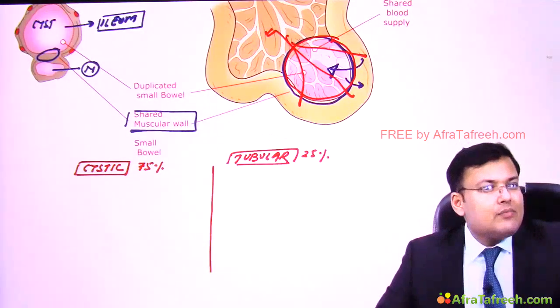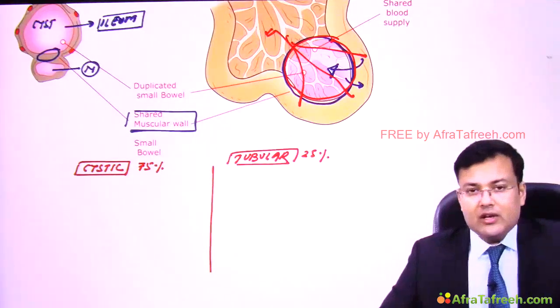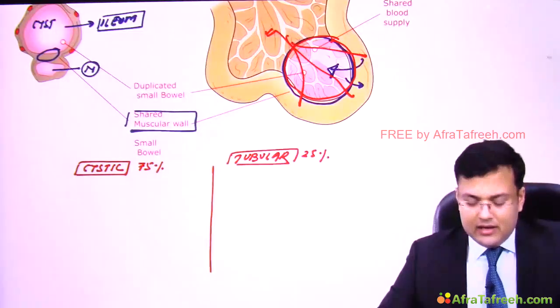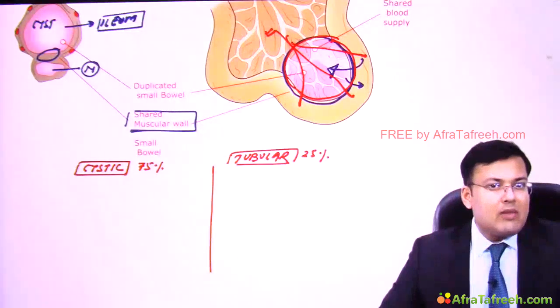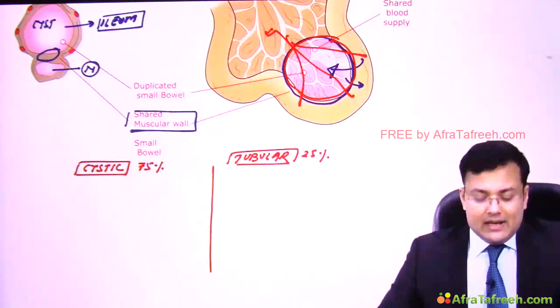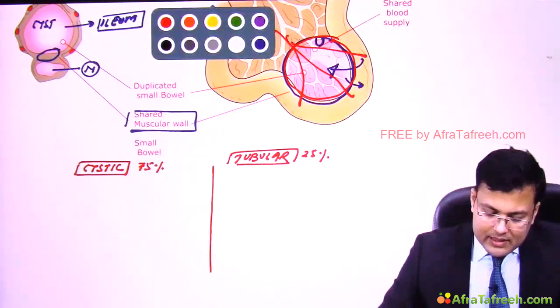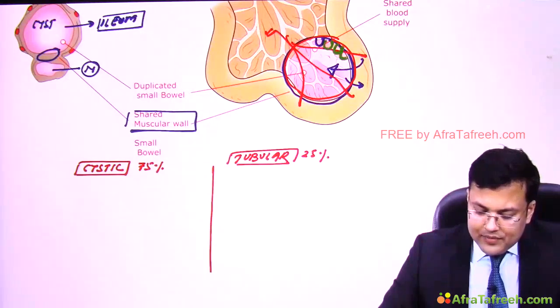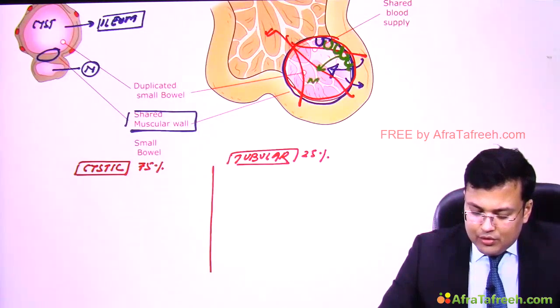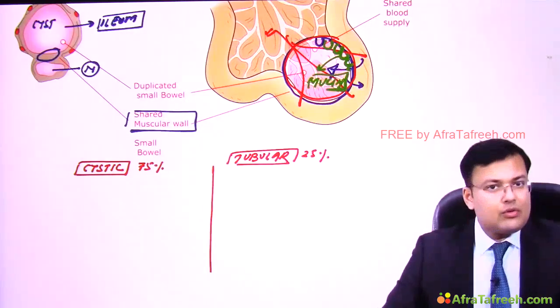We discussed that this is the mucosa lining the structure in continuity with the GIT. So what is the mucosa lining the small bowel? It's the columnar epithelium, and in this columnar epithelium there is presence of what? Goblet cells also. So these goblet cells are going to produce what? Mucin.